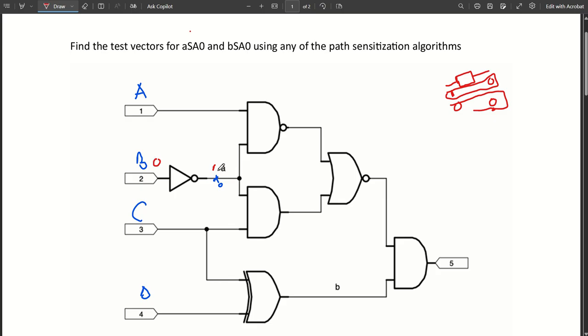Now we are about to propagate the error forward, because the error is here. Now we can either propagate it upwards or downwards, because the error is connected both to this gate and this gate. But for the sake of randomness, let's first propagate it downwards.